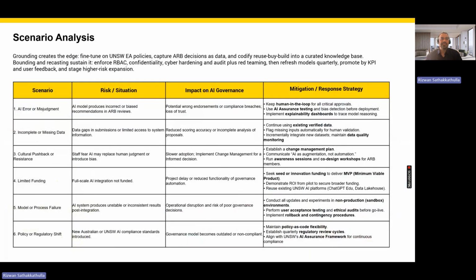We did a scenario analysis as part of this exercise to understand, for example, what happens if AI produces some errors. As a mitigation, we have a human in the loop. What happens with missing data? We are leveraging the data we have, and we want to continually leverage it moving on. And what happens if funding is limited? We will be leveraging the MVP, the minimum viable product, and move on with that.